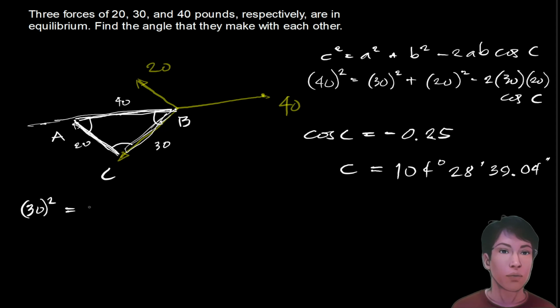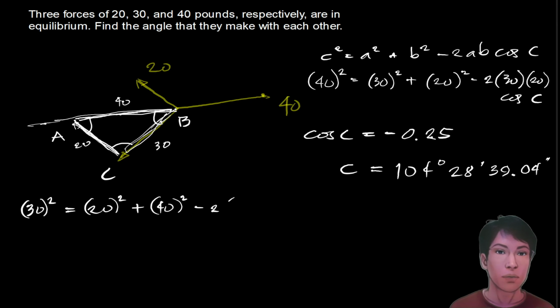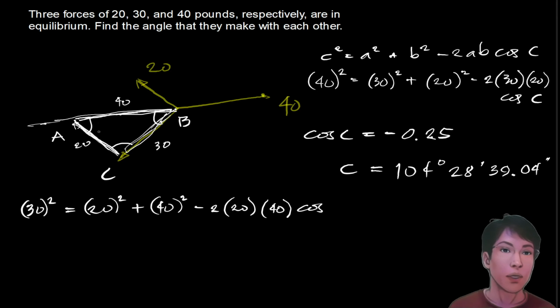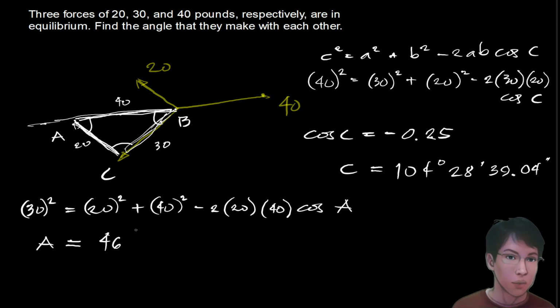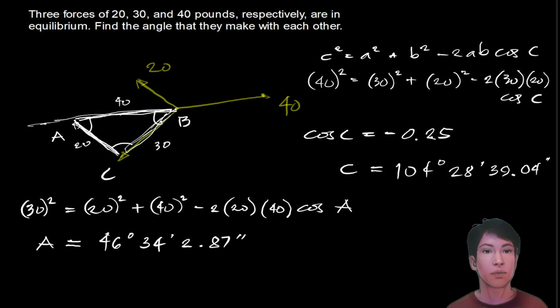Angle A: 30 squared equals 20 squared plus 40 squared minus 2 times 20 times 40 cosine of A. So opposite of 30, that is A. Cosine A. And angle A is 46 degrees, 34 minutes, and 2.87 seconds.